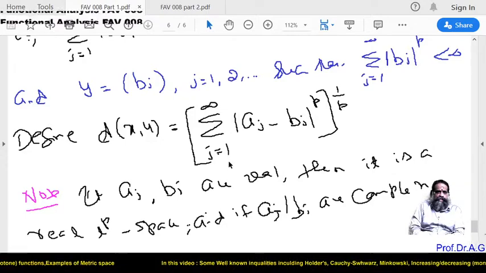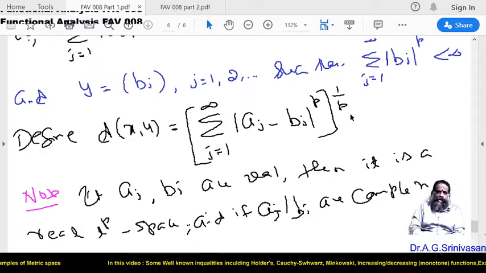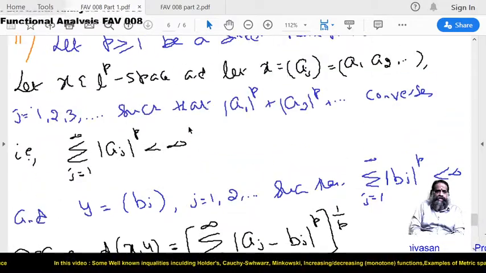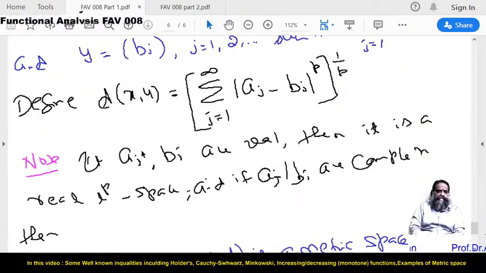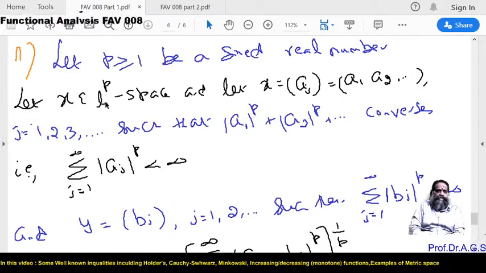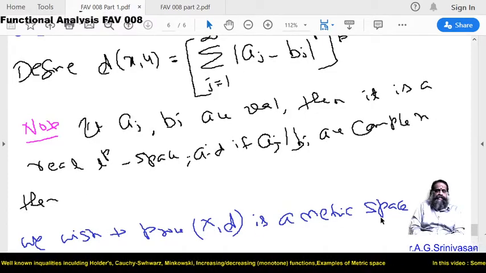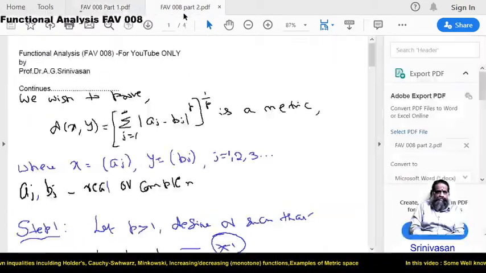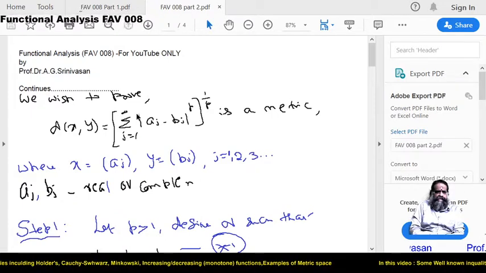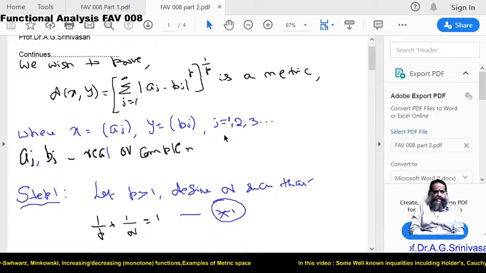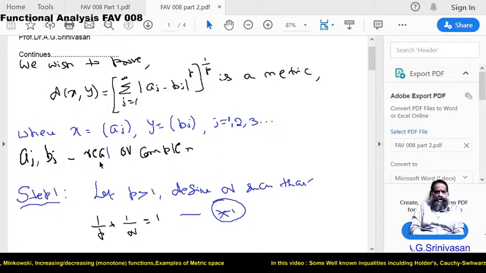Define d(x, y) as sigma j equal to 1 to infinity of modulus (aj minus bj) the whole power p, whole power 1 by p. Of course, if aj and bj are real, we call this a real lp space. If aj and bj are complex, we call this a complex lp space, as discussed here. We wish to prove that (X, d) is a metric space. So d(x, y) is sigma j equal to 1 to infinity of modulus (aj minus bj) whole power p, whole power 1 by p, is a metric, where x is equal to (aj), y is equal to (bj), and aj and bj are real or complex.